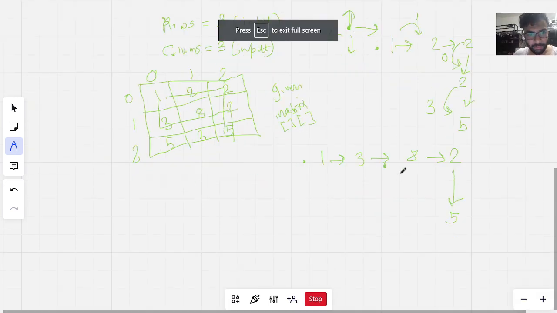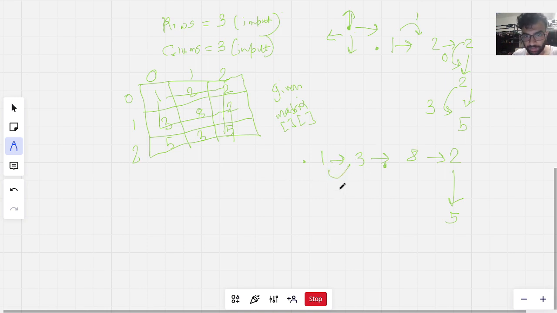So we were talking about this path, the path of 1, 3, 8, 2, and 5. The minimum difference we can calculate over here is 2. Between 3 and 8, the effort taken is 5. Between 8 and 2, the effort taken is 6. And the effort between 2 and 5 is again 3. So the minimum effort over here is 2. And in the earlier case, the efforts are 1, 0, 0, so the minimum effort is 0.